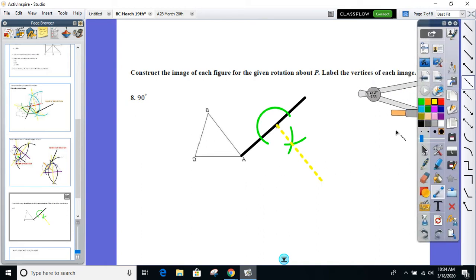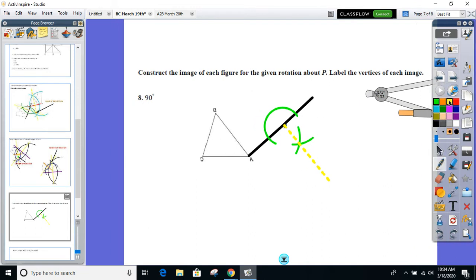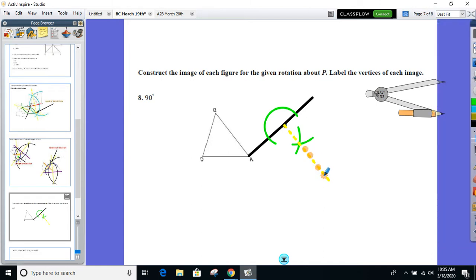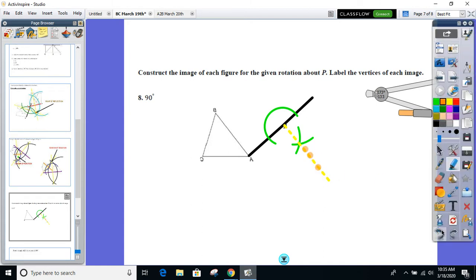Now the question is, all right, great, but where is A prime going to be? Is it going to be here, here, here, here? I don't know. But you can use one of your properties of rotations to figure that out. Remember, one of the properties was angle measurement doesn't change. And the second one's distance stays the same when you rotate.